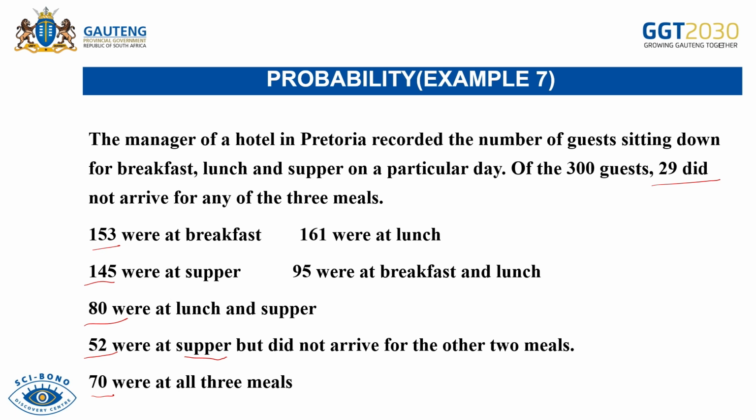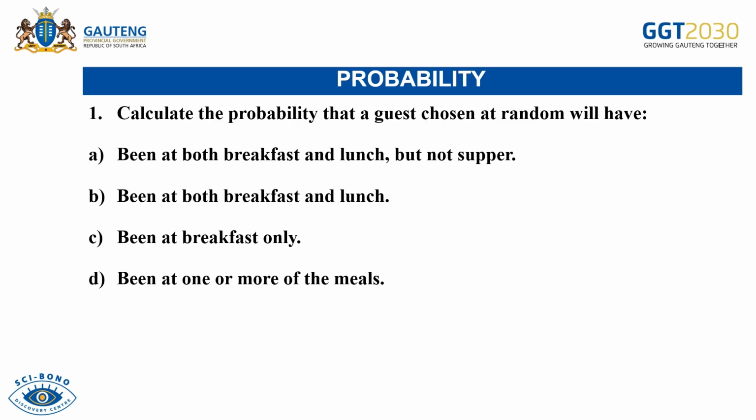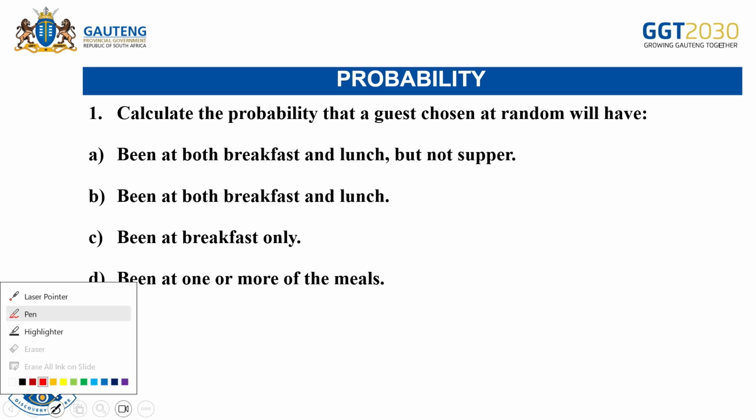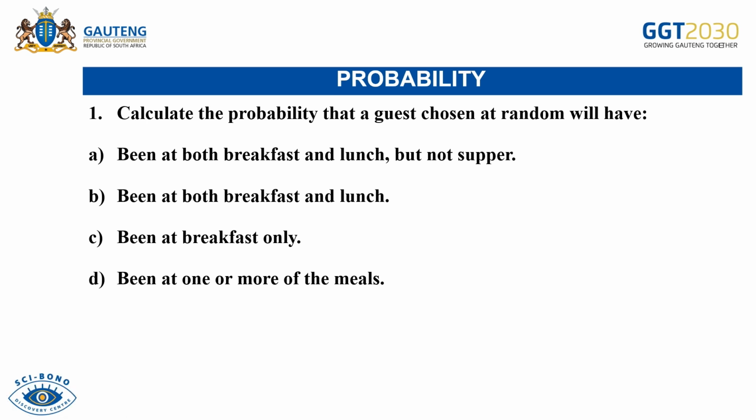So this one is the intersection of the breakfast, the lunch, and the supper. And then you have 161 that were at lunch, and then 95 that were at breakfast and also the lunch. So remember, when you are doing your Venn diagram, you need to start with your intersection. So let's quickly do the Venn diagram. Let's do it together.